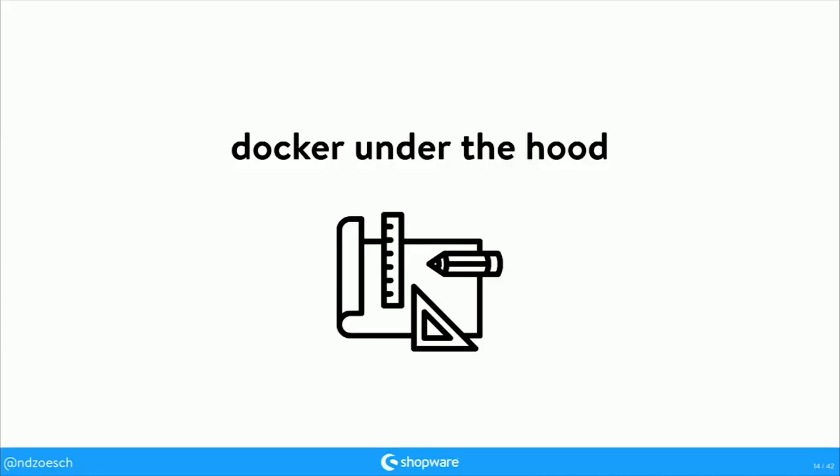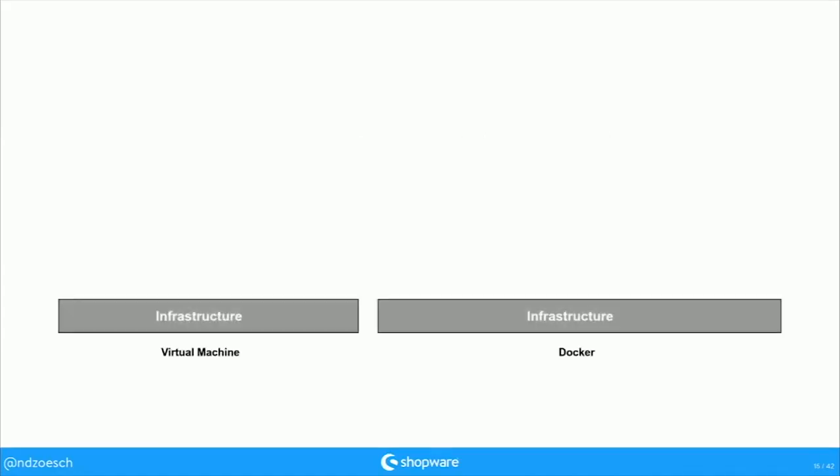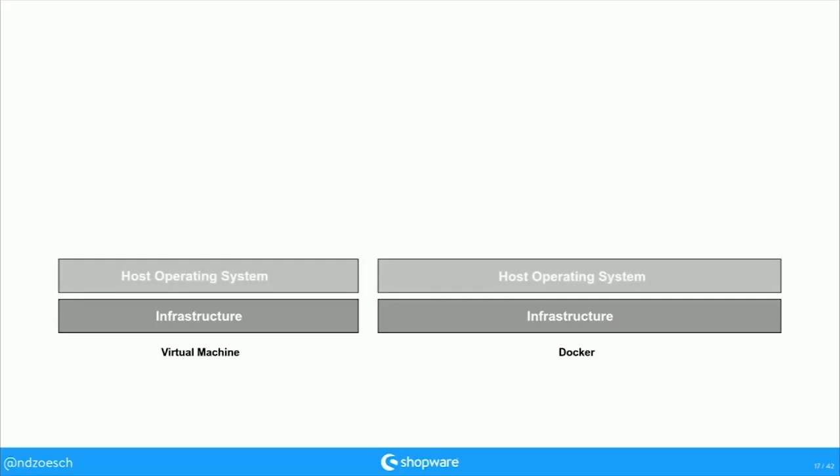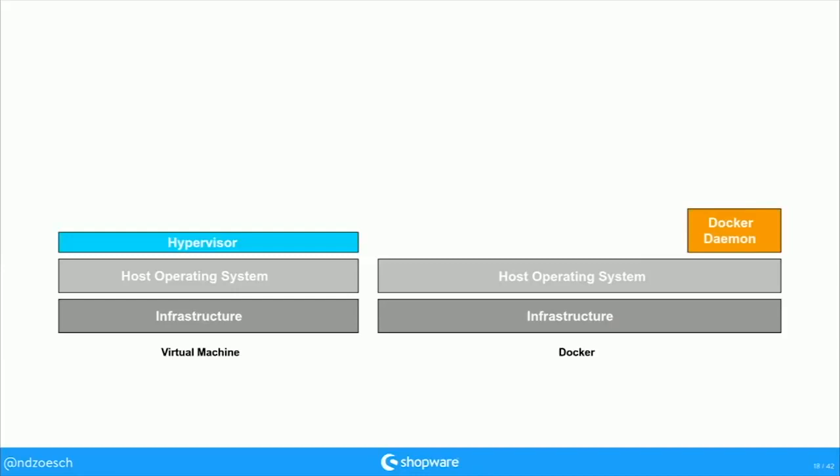For those people that don't like stories, this is the same thing as a chart. We have the infrastructure for both virtual machine and Docker. Then we have some host operating system. And now comes the first difference. When you run a virtual machine on the left side, you have a thing called hypervisor that translates hardware calls, and the Docker daemon runs just on the host operating system as the hypervisor.